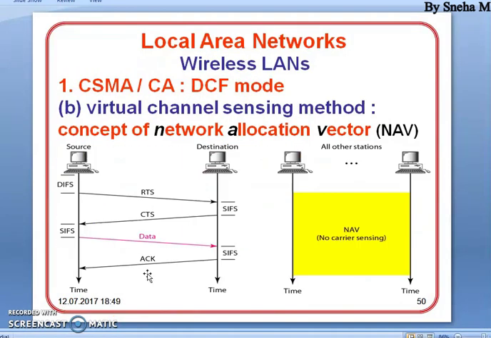This can be seen in this particular diagram. This is the source station, this is the destination station, and this is the medium. The source keeps on sensing the medium. Once it finds the medium is idle, it waits for a period of DIFS time. Then it sends a control frame called request to send. That means it is telling the destination that I'm going to send some data to you.